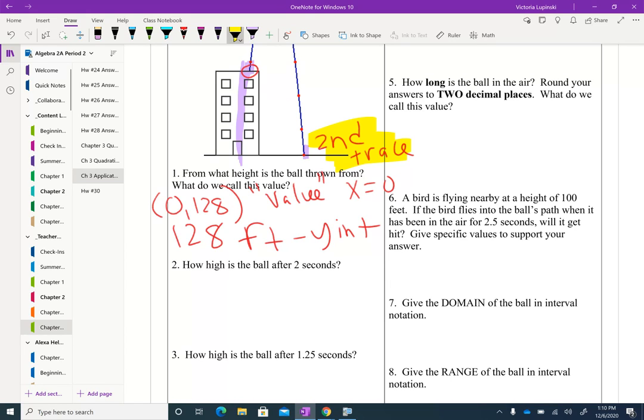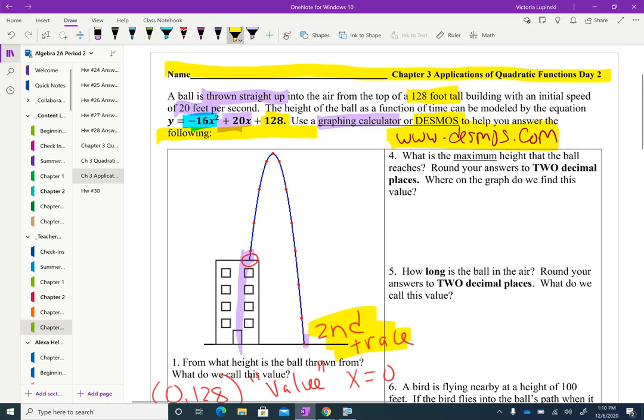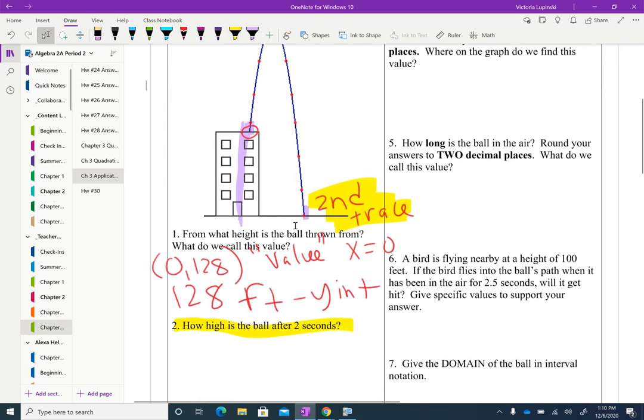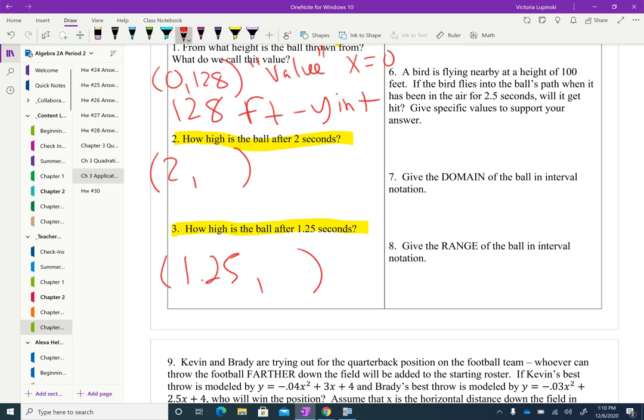So then, how high is the ball after exactly 2 seconds? So please be advised that you could just go up to this equation. Everywhere there's an x, plug in a 2, and I promise you would get the answer. But again, the whole point of this is to show you an alternate method. Notice that not only do we want to know how high is it after 2 seconds, we also want to know how high is it after 1.25 seconds. So essentially, we're looking for those two ordered pairs. We're looking for 2 comma something. We're looking for 1.25 comma something. And in both of those cases, we are looking again for values.